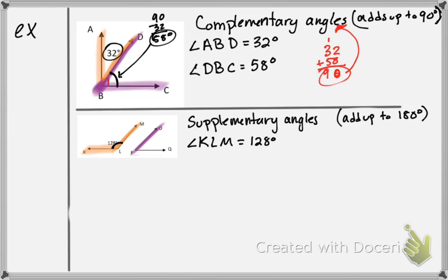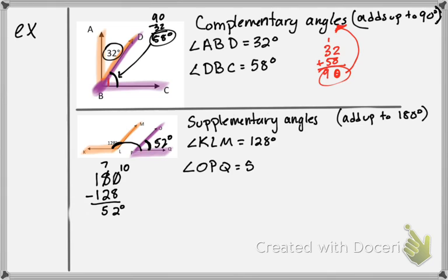The angle OPQ, so I'm going to put angle OPQ. I can find that angle because I know that these two angles are supplementary. So I'm going to get that 180 degrees, right? And I'm going to subtract that 128 so I can get whatever the purple angle is. Okay, so when I do that, let's borrow from our 8. We get 52 degrees. So this angle right here, the purple angle, is 52 degrees. And I can put it like that.